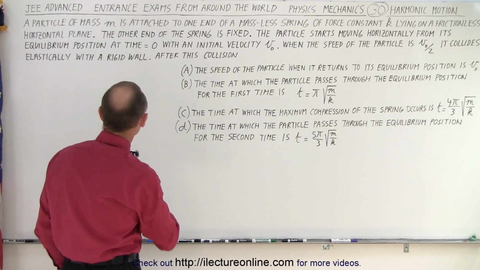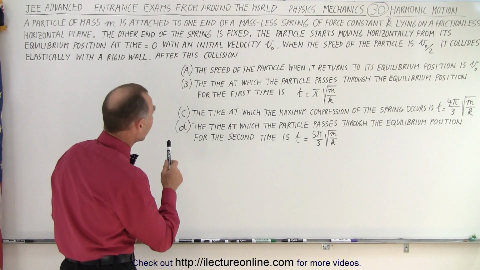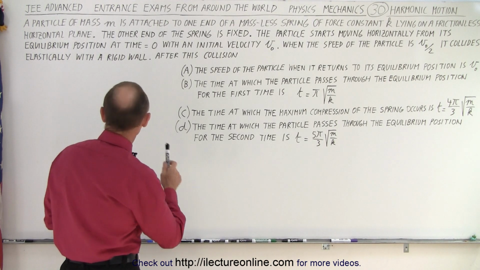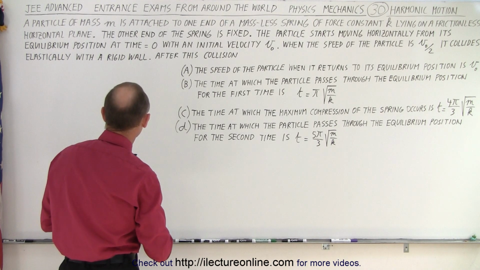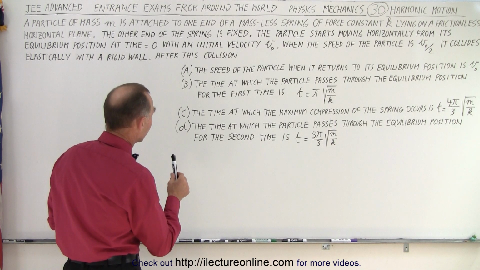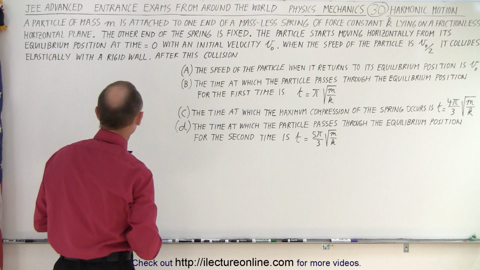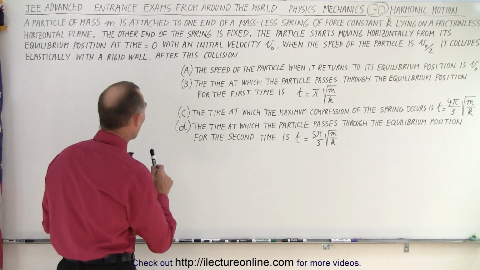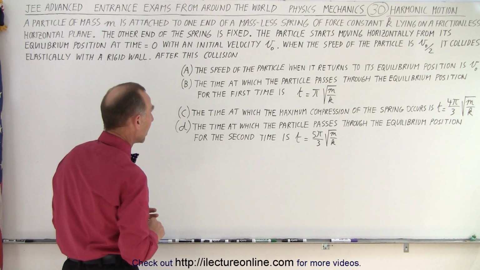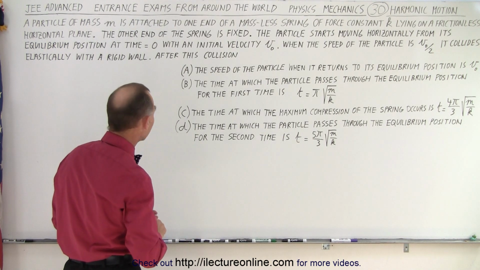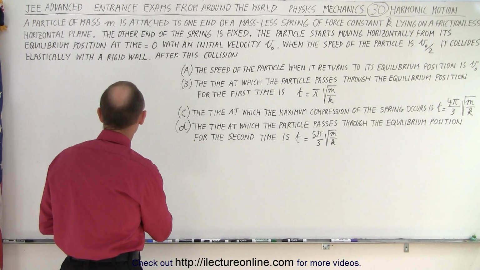A particle of mass m is attached to one end of a massless spring of force constant k lying on a frictionless horizontal plane. The other end of the spring is fixed. The particle starts moving horizontally from its equilibrium position at time equals 0 with an initial velocity v sub naught. When the speed of the particle is half of that, half v sub naught, it collides elastically with a rigid wall.